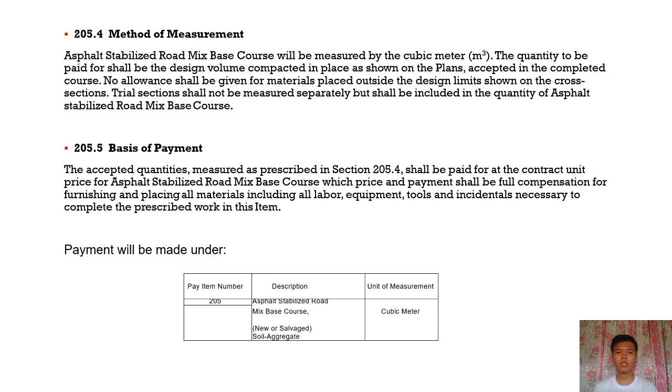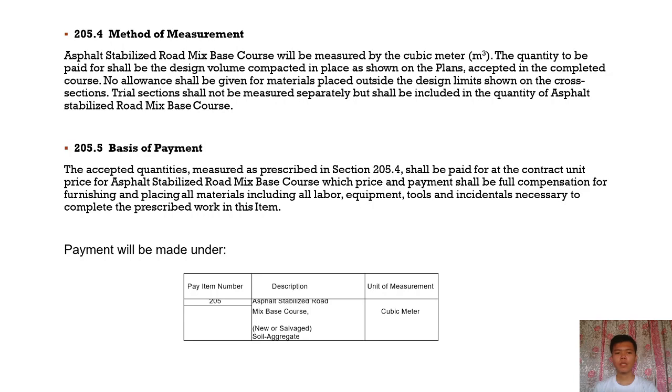So next is section 205.5 Basis of Payment. The accepted quantities measured as prescribed in section 205.4 shall be paid for at the contract unit price of asphalt stabilized road mix base course, which price and payment shall be full compensation for furnishing and placing all materials including all labor, equipment, tools, and incidentals necessary to complete the prescribed work in this item.